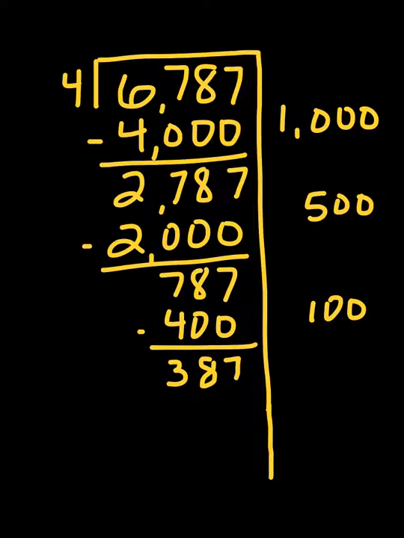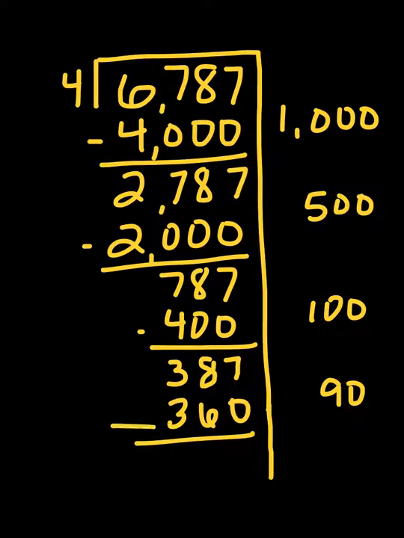Now, if you wanted to, you could do 90, I guess, because you know that 4 times 9 is 36. So you should know that 4 times 90 is 360. So actually, you know what? I changed my mind. Let's go ahead and try that. So 4 times 90 is 360. And then now I can go ahead and subtract.